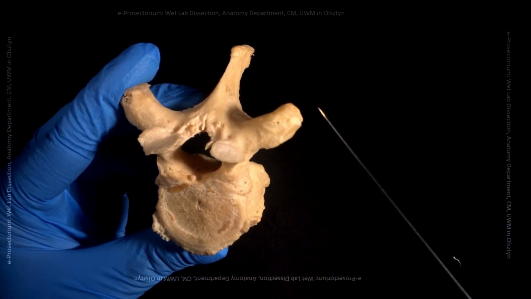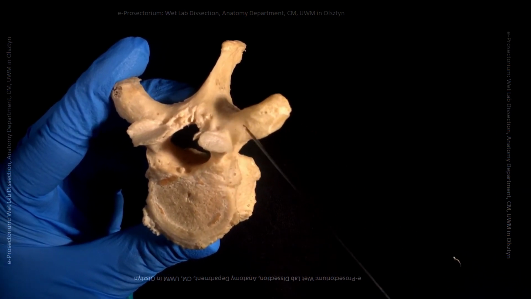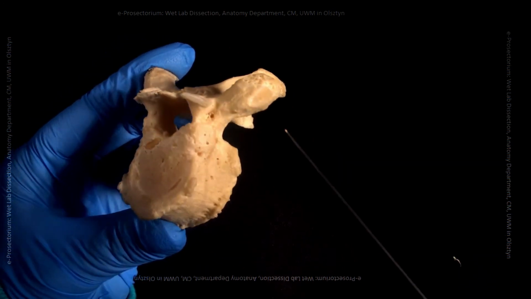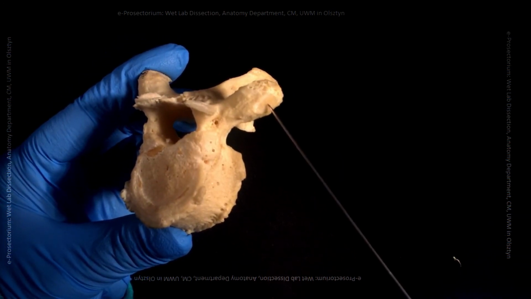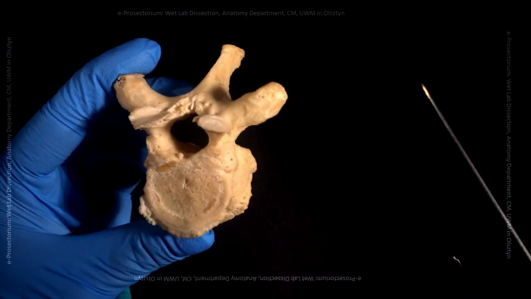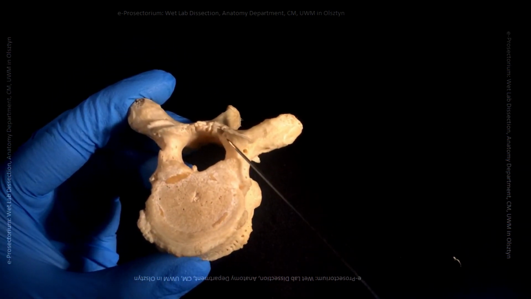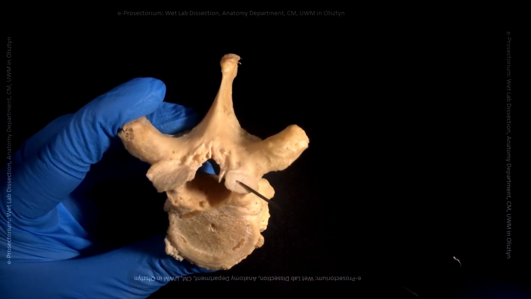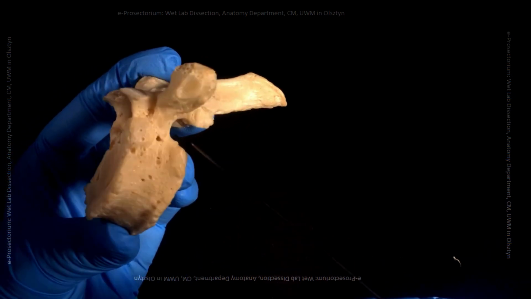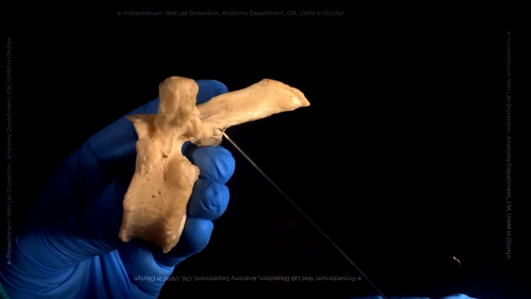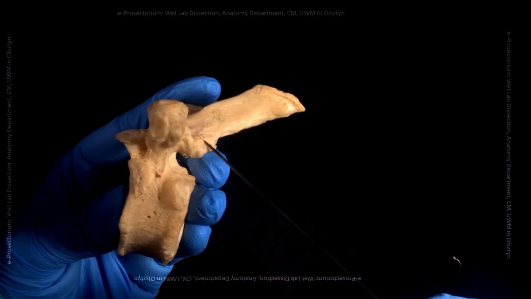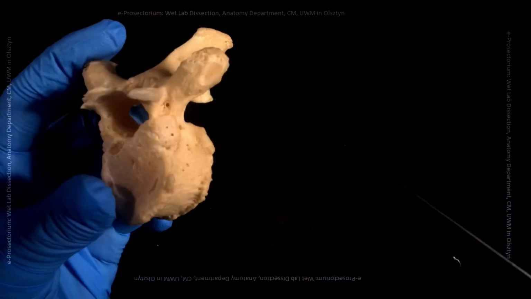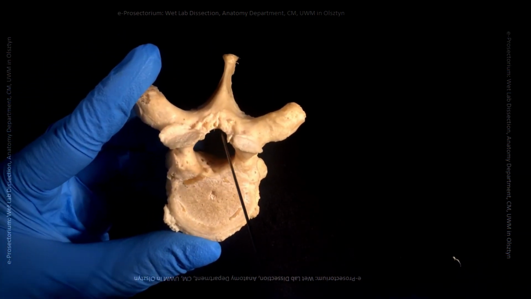Here, this is the transverse process, and on the thoracic vertebrae, it is known as the costal process. We can see the costal facet of transverse process. On the superior articular process, we have the posterior articular surface. And on the inferior articular process, we can see the anterior articular surface. Here we can see the vertebral foramen.